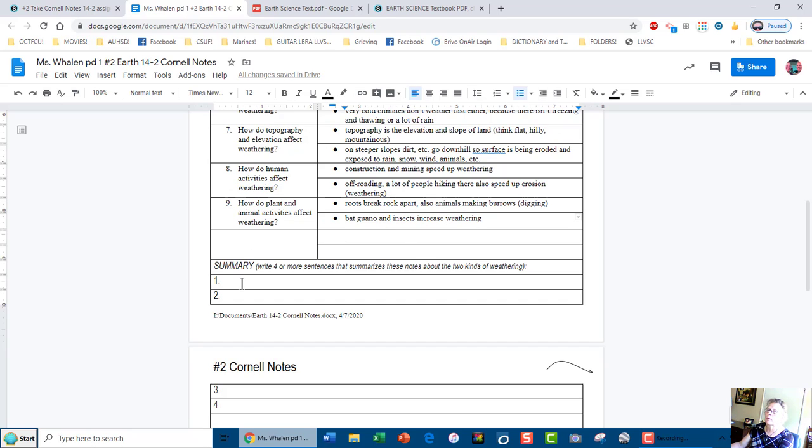Now I'll go to my summary of the notes. Remember, four or more complete sentences that summarize, and also remember to punctuate. So take a minute to do that.